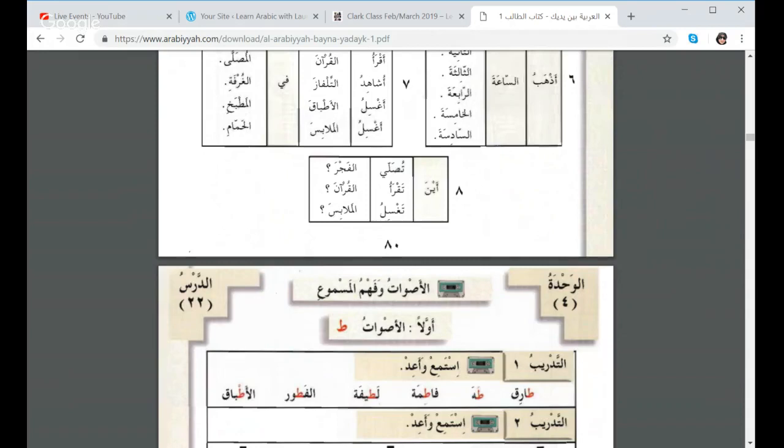Aina taqra'u al-Qur'an. Good. What does that mean? Where do you read the Quran? Very good. And last one.